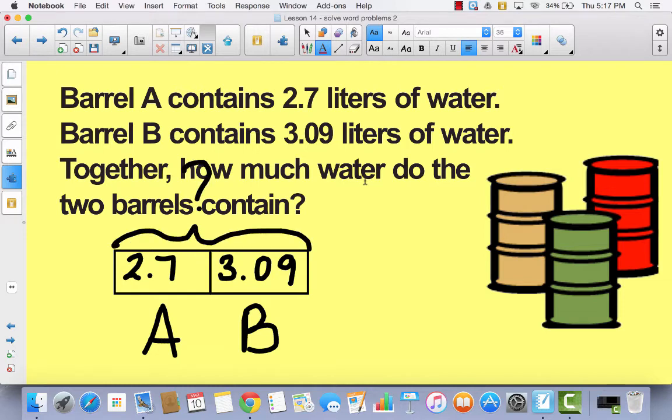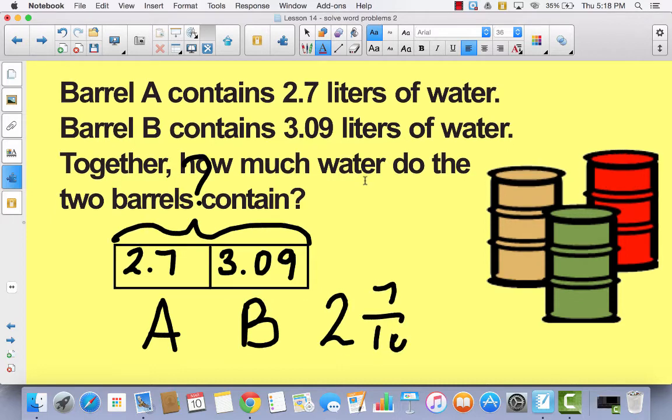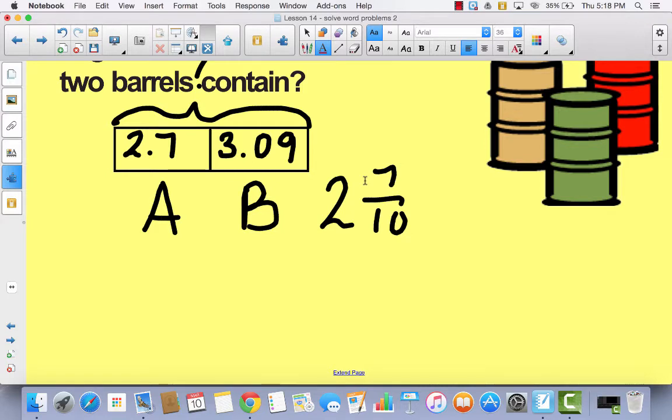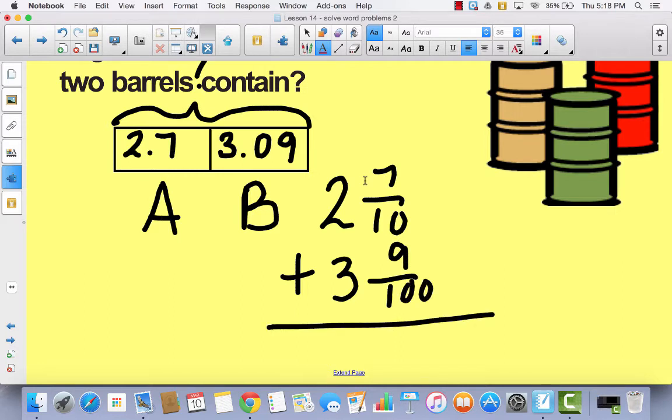So what do you think I would do to try to figure out the total? Would this be addition? Would this be subtraction? Well, if I want to find out what those are together, I would add them. So let's think about this for a minute. I've got 2 different units. I've got 2 7/10, and I'm trying to add that to 3 900. So before I can add, I'm going to have to find some common units, right? So what would I do here?